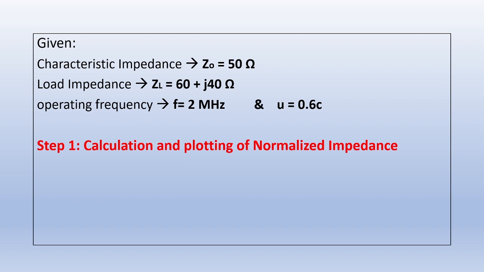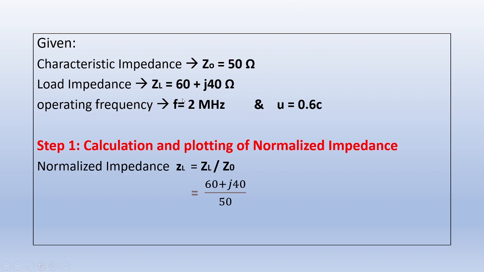The first step is to calculate and plot the normalized impedance. Your normalized impedance is nothing but your load impedance upon characteristic impedance, so we need to divide by 50 ohms. Why are we doing this? As ZL, that is 60 plus j40, we cannot directly plot on the Smith chart. We need to first normalize it by dividing with the characteristic impedance. So zL is nothing but 1.2 plus j0.8. As we had learned, it is of the form R plus jXL, so it will lie on the upper semicircle of the Smith chart.